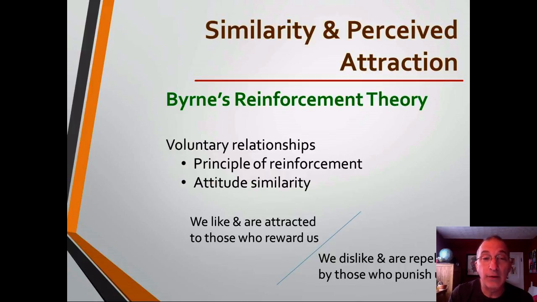We're talking about voluntary relationships, and the principle of reinforcement is the idea that we are reinforced by certain things. Our behavior causes some consequences, and those things have reinforcement, either positive or negative. And we're looking for similarity of attitudes and other ideas. His general concept is rather obvious. We like and are attracted to those who reward us. That's a positive reinforcement. And we dislike and we tend to go away from or repel those who punish us or give us some sort of negative reinforcement.